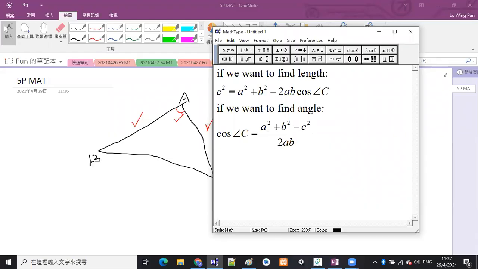Okay, these two formats are exactly the same. When you multiply the denominator to the left and then make C squared the subject, you get the first format. And when you change the subject to be cosine C in the first formula, you will get the second format. Okay, so they can be interchanged.